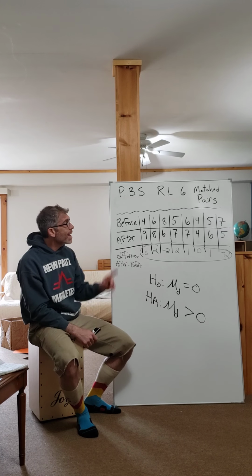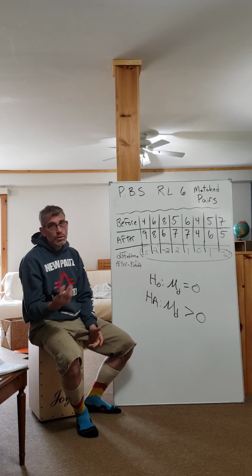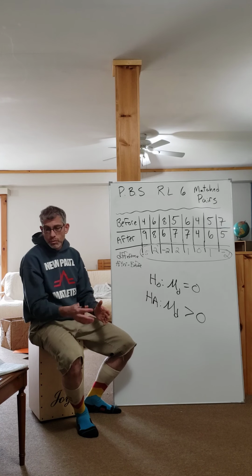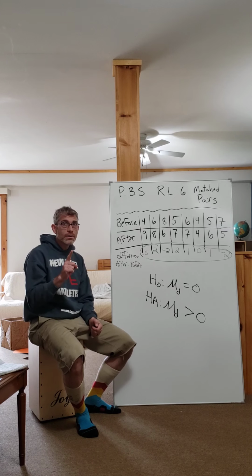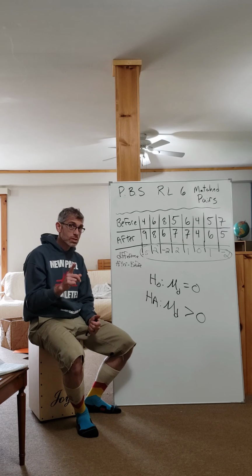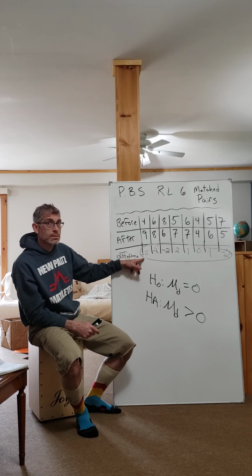But matched pairs is really the new big idea. And it's chapter 25 in the textbook if you want to read it, or just read through the notes. It should be pretty self-explanatory. It ends up being a one-sample t-test, right? So just a t-test on the differences, and that's the big difference.